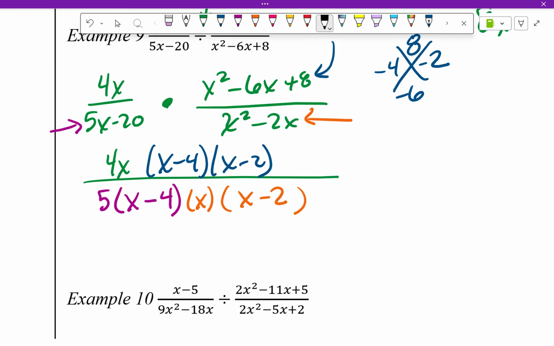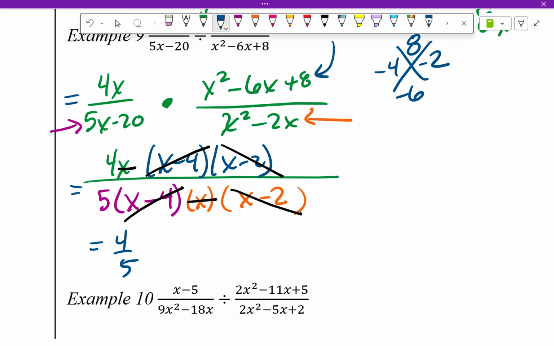All right, the best part of math's coming up, right? I get to cross some stuff out. What do I get to cross out? X minus 4. What else? X minus 2. Anything else? Just the x. Okay, what's left behind? Just left with 4/5. Okay? Any questions on that one?